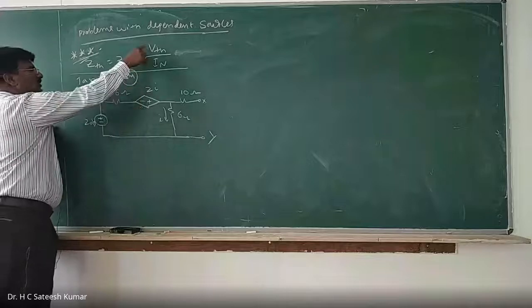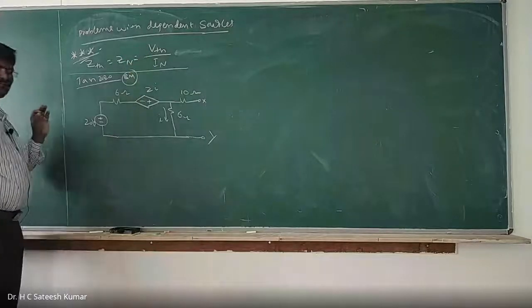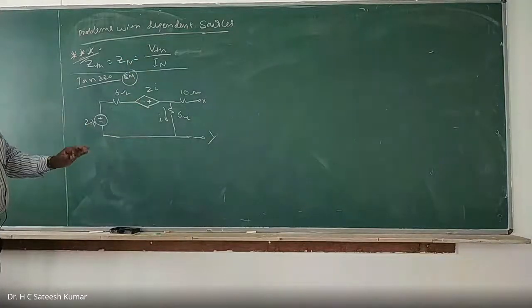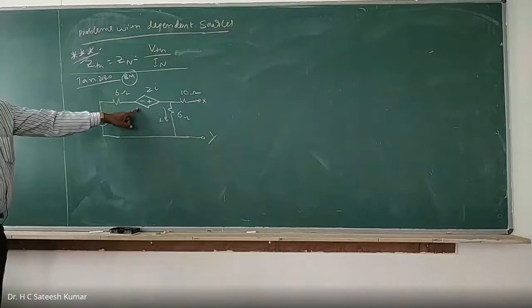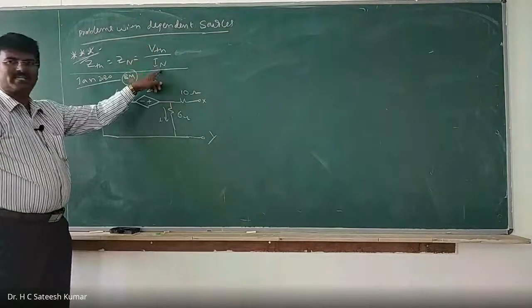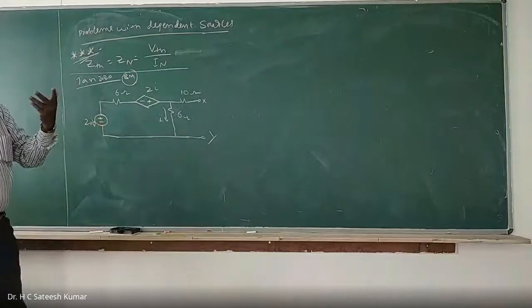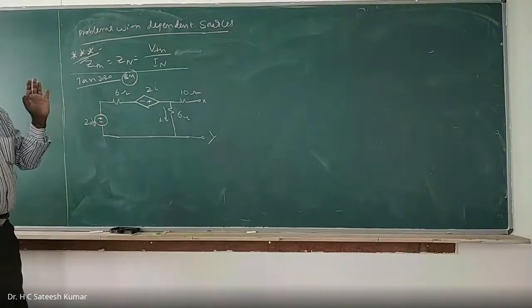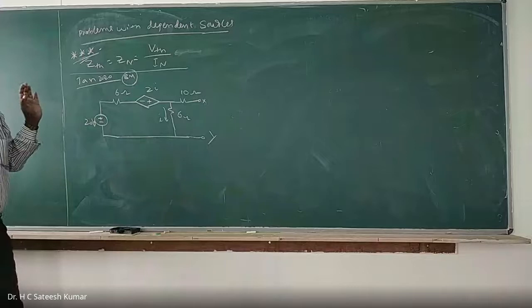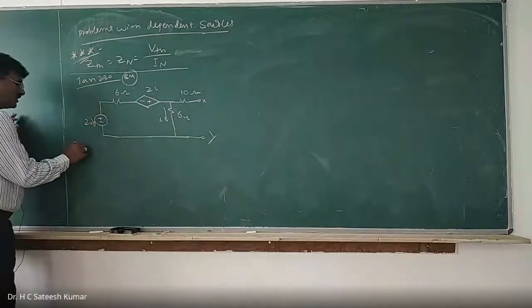You will have to find out VTH as well as I Norton. Irrespective of whether it is Thevenin's equivalent or Norton's equivalent, whenever a dependent source is there, find out VTH, find out IN, and divide them. VTH divided by I Norton gives the Thevenin's or Norton's equivalent. Both we can do easily. First is to find VTH.